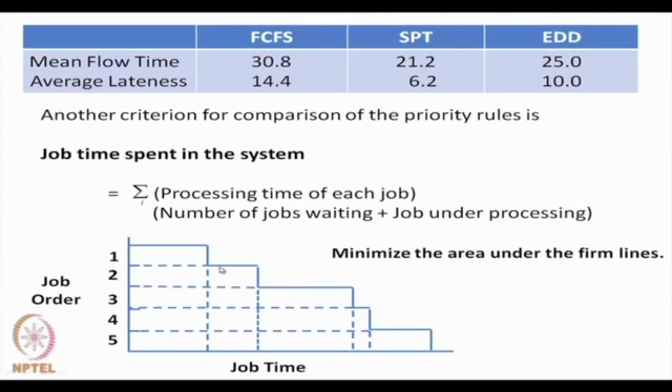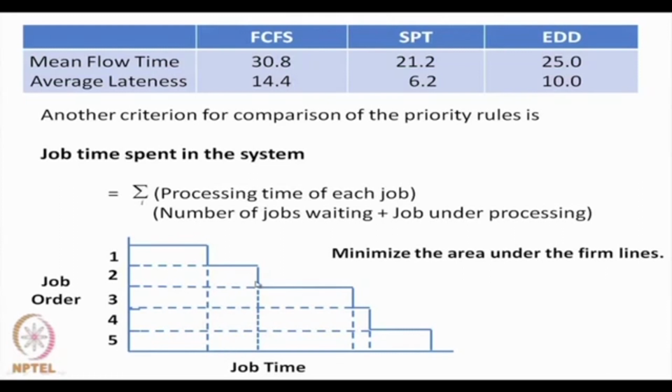Then job 2 is taken up. Its processing time is 7 hours. At that time job 1's work is complete, so job 2 is being processed. This is the additional time it has to spend in the system while it is in operation, and for that time jobs 3, 4 and 5 are waiting. So, this additional area indicates the waiting time of jobs 3, 4 and 5.